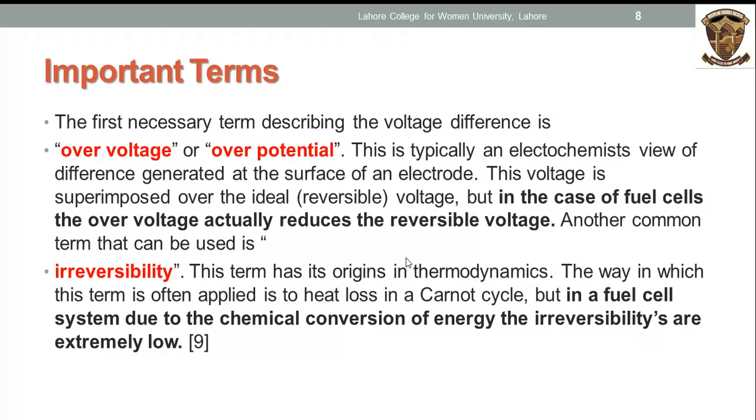This term has its origin in thermodynamics. The way in which this term is often applied is to heat loss in a Carnot cycle. But in a fuel cell system, due to chemical conversion of energy, the irreversibilities are extremely low. Irreversibility means losses, voltage losses in the fuel cell.